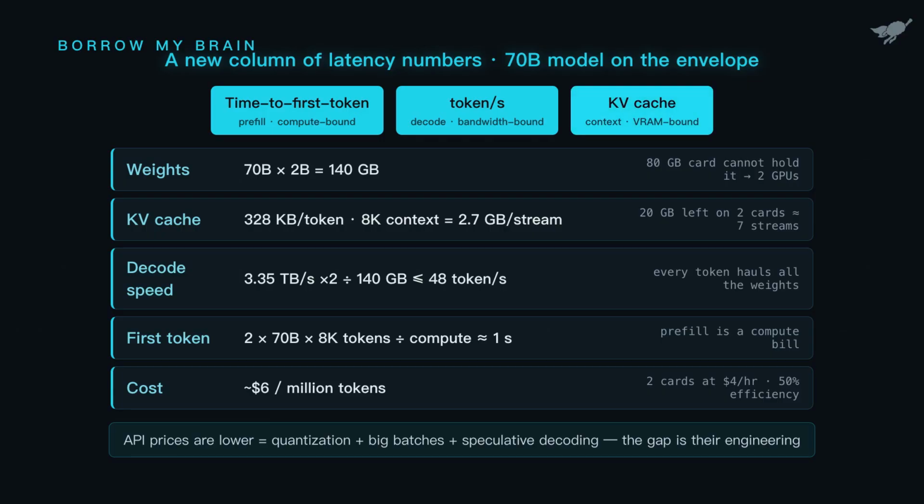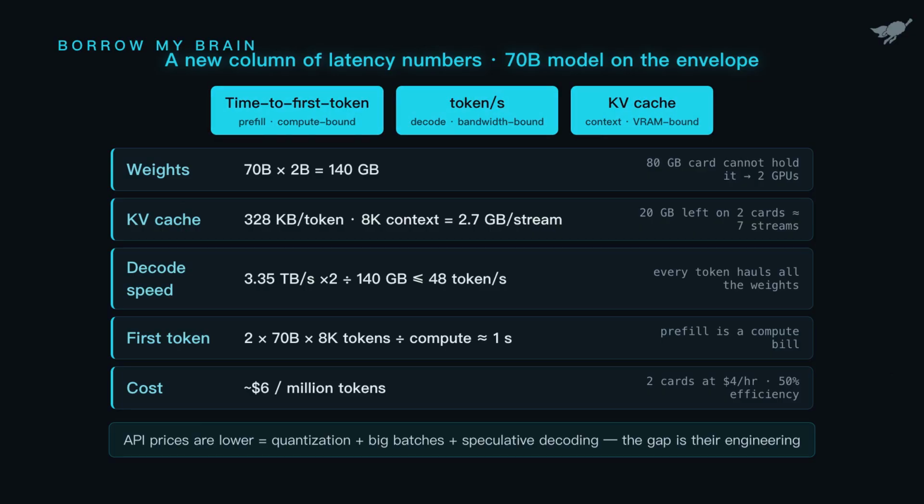And the envelope playbook transfers over untouched. I actually ran it on a 70 billion parameter open source model. The weights: 70 billion parameters times 2 bytes each in FP16, 140 GB. That doesn't fit on one 80 GB card, so you start at 2 GPUs. The KV cache. Work it out from the model's structure, 328 KB per token. An 8K token context takes 2.7 GB per stream. After the weights, the 2 cards have 20 GB left, so they can only serve 7 conversations at once.